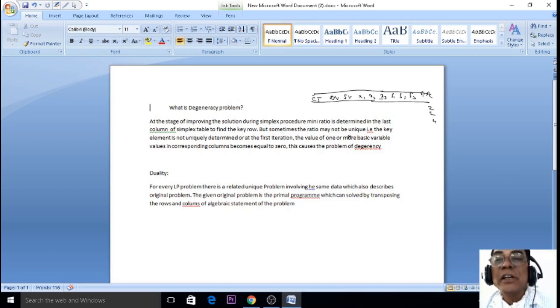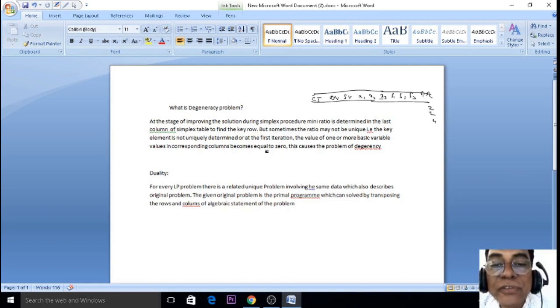But sometimes the ratio may not be unique. That is, the key element is not uniquely determined in the first iteration. In such cases, one or more basic variable values in the corresponding columns become equal to 0. This cause of problems is called degeneracy. Sometimes in the key row all values are equal to 0, with no positive. But according to the definition, in maximization zeros are treated as negatives, and in minimization zeros are positive. Sometimes all are zeros. That type of problem is called degeneracy.